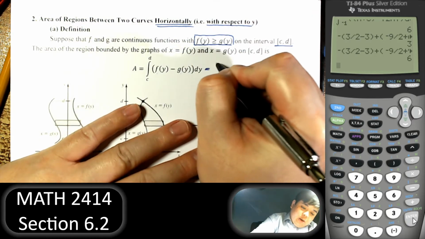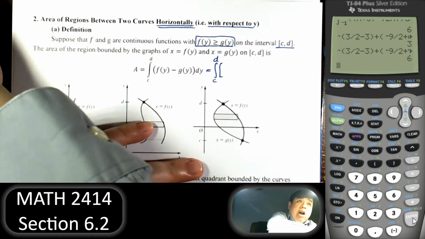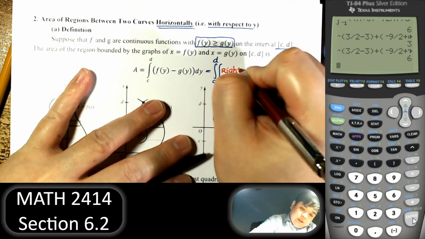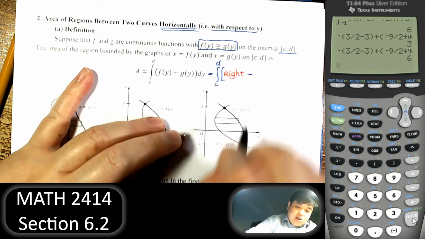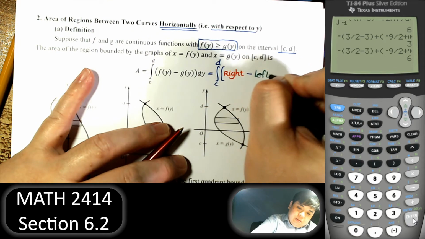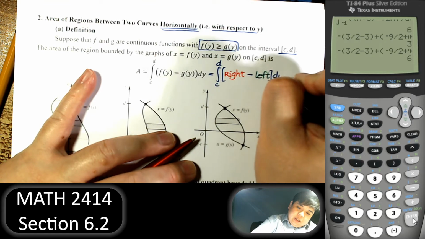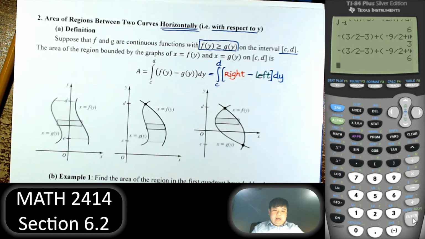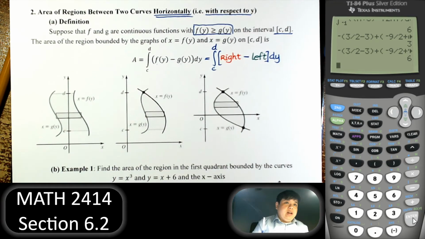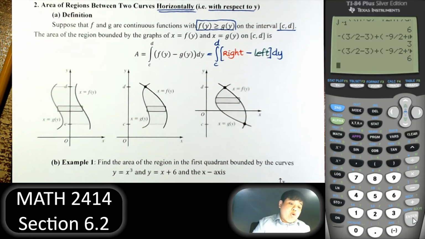So we just say the integral from c to d equals the function on the right, which is the bigger function, subtract the function on the left, which is the smaller function, with respect to y. So we have the function on the left, function on the right. The right function is bigger, so the right minus the left, because the area is supposed to be positive.